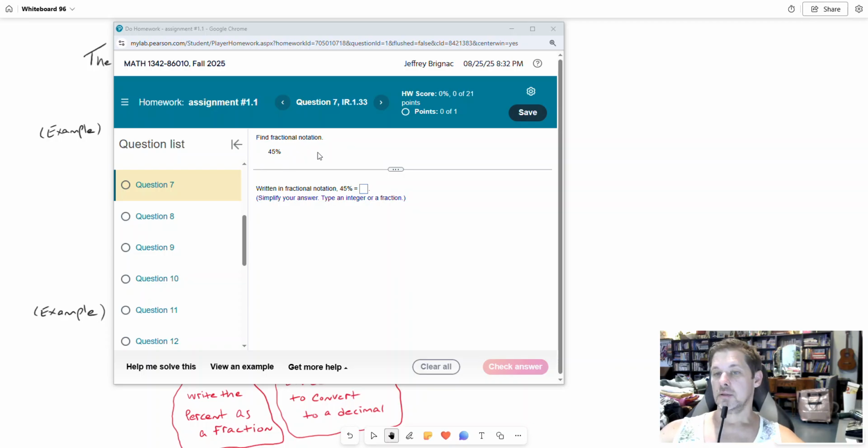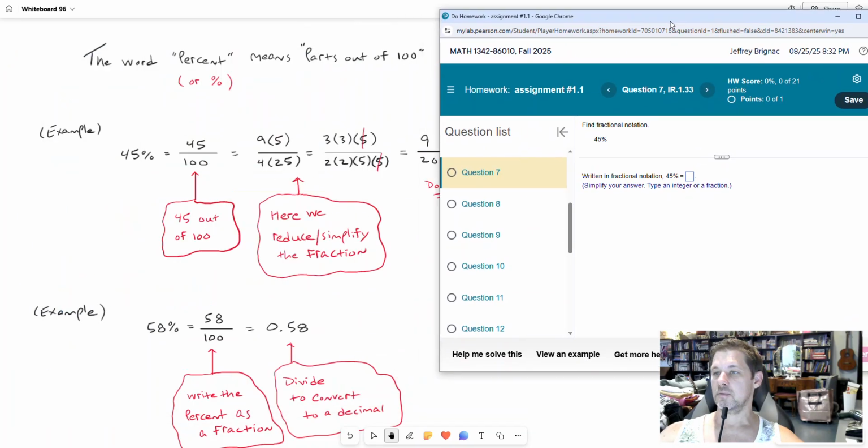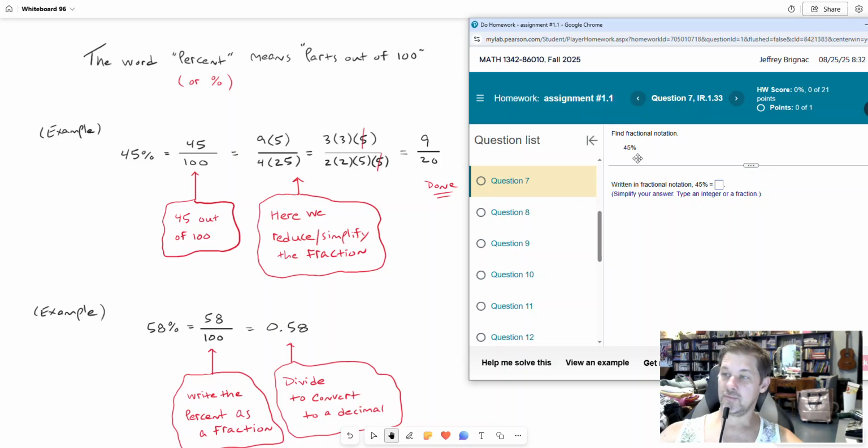Okay, so I'll start with this problem here. It says find fractional notation for 45%. So to do that, let's first learn what the word percent really means. The word percent means parts out of 100. So here's how we can go through this problem, converting 45% to a fraction.